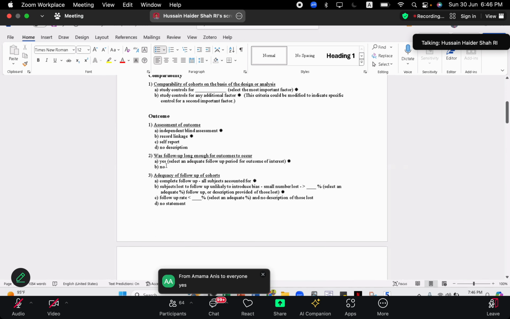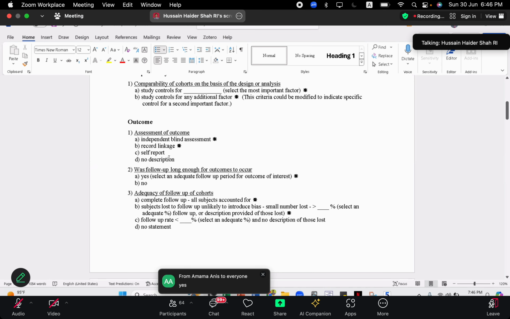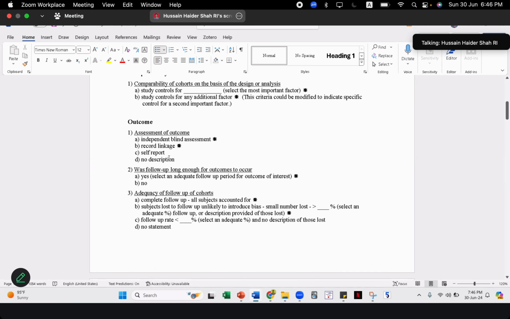Okay. The second question in the outcome is, was the follow-up long enough for the outcomes to occur? It can be a long follow-up or a short follow-up, depending on the study and the outcome. So the reviewers or the authors must know that there is sufficient follow-up for the article. If we did a study and the follow-up time was 1 week for lung cancer, all of you know that lung cancer doesn't develop in 1 or 2 weeks. So this is an improper follow-up time.